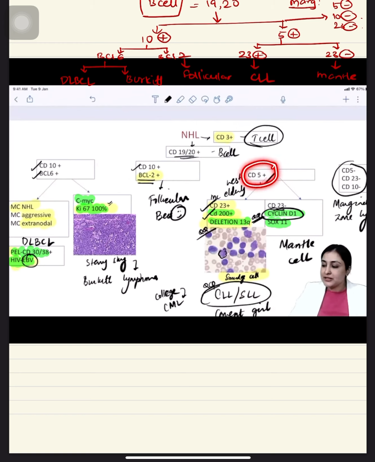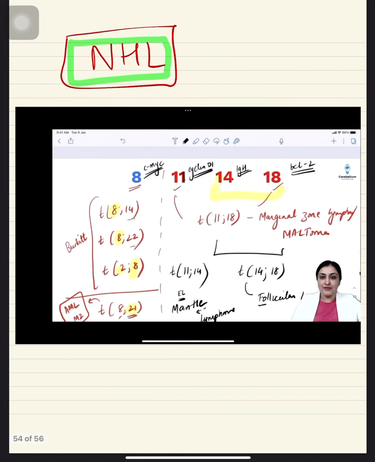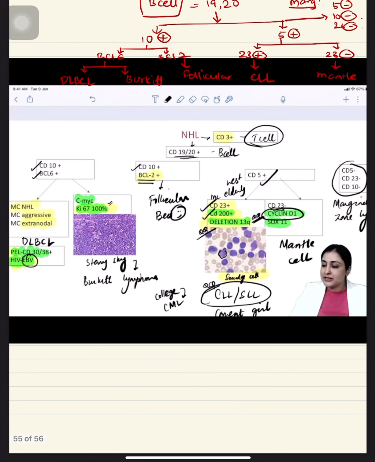Now CD5 is positive but CD23 is negative. Then the answer is mantle cell lymphoma. And mantle cell, we anyways did, which was over here, 11;14 mantle cell. So 11 is involved, so that is why that is cyclin D1. So cyclin D1 will be positive. So that is CD5 positive, CD23 negative, cyclin D1, and also there's SOX11. So that is mantle cell, 11 for mantle, 11 for the translocation.